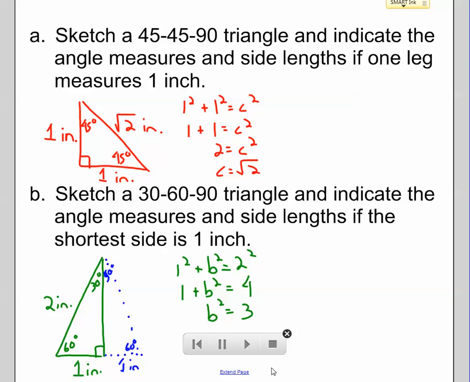So b squared must be 3, and b would be the square root of 3 inches. Okay, so the idea here is that we want to try and memorize these two triangles. A 45, 45, 90 triangle would go leg 1, leg 1, hypotenuse square root of 2. And for a 30, 60, 90 triangle, it would be 1, square root of 3, 2.